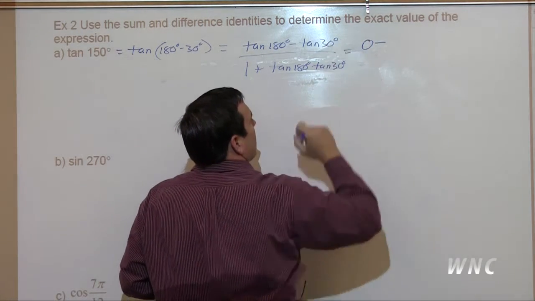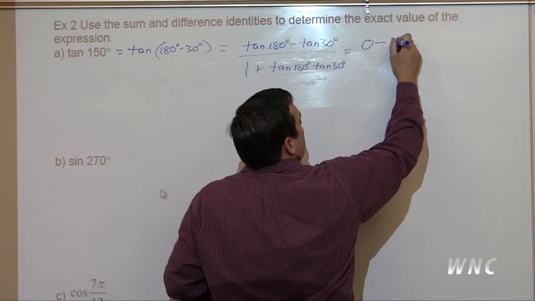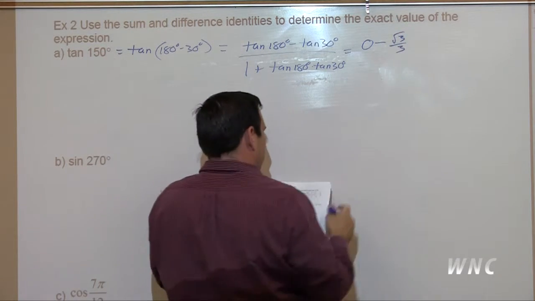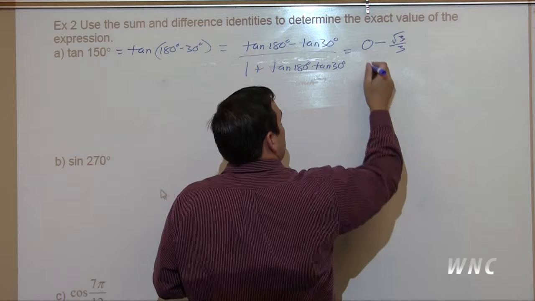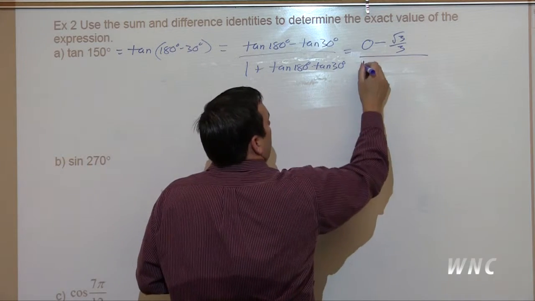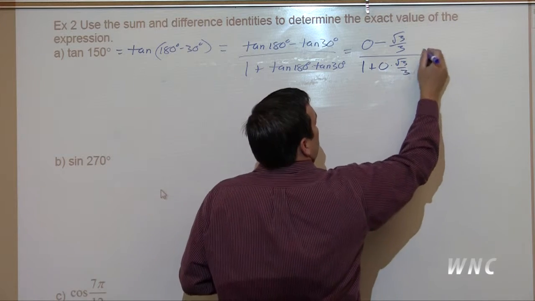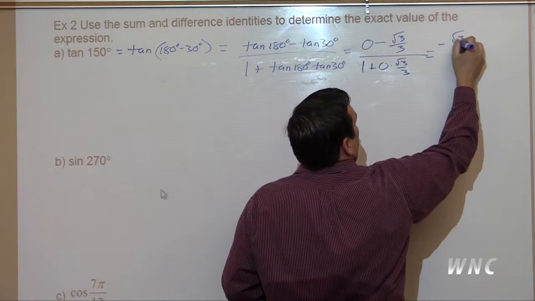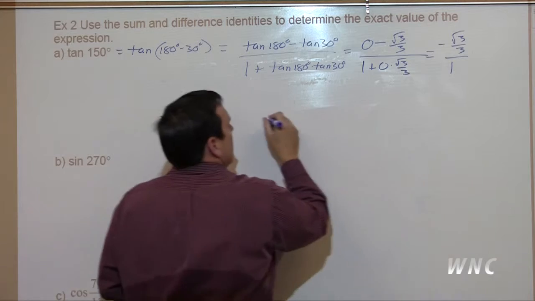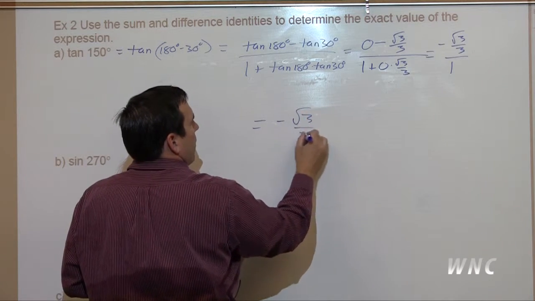Now tangent of 180 is 0. Tangent of 30 degrees is square root of 3 over 3. And then we have 1 plus 0 times square root of 3 over 3. So this is going to be negative square root of 3 over 3 over 1. So just negative square root of 3 over 3.